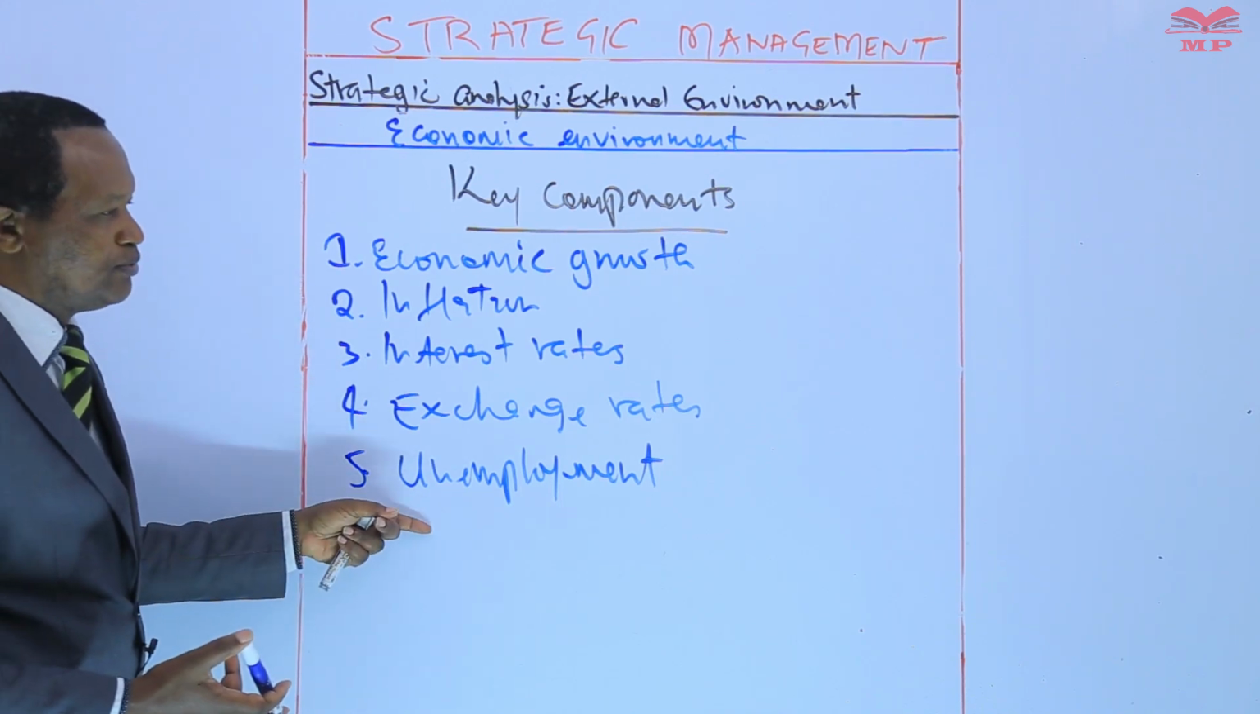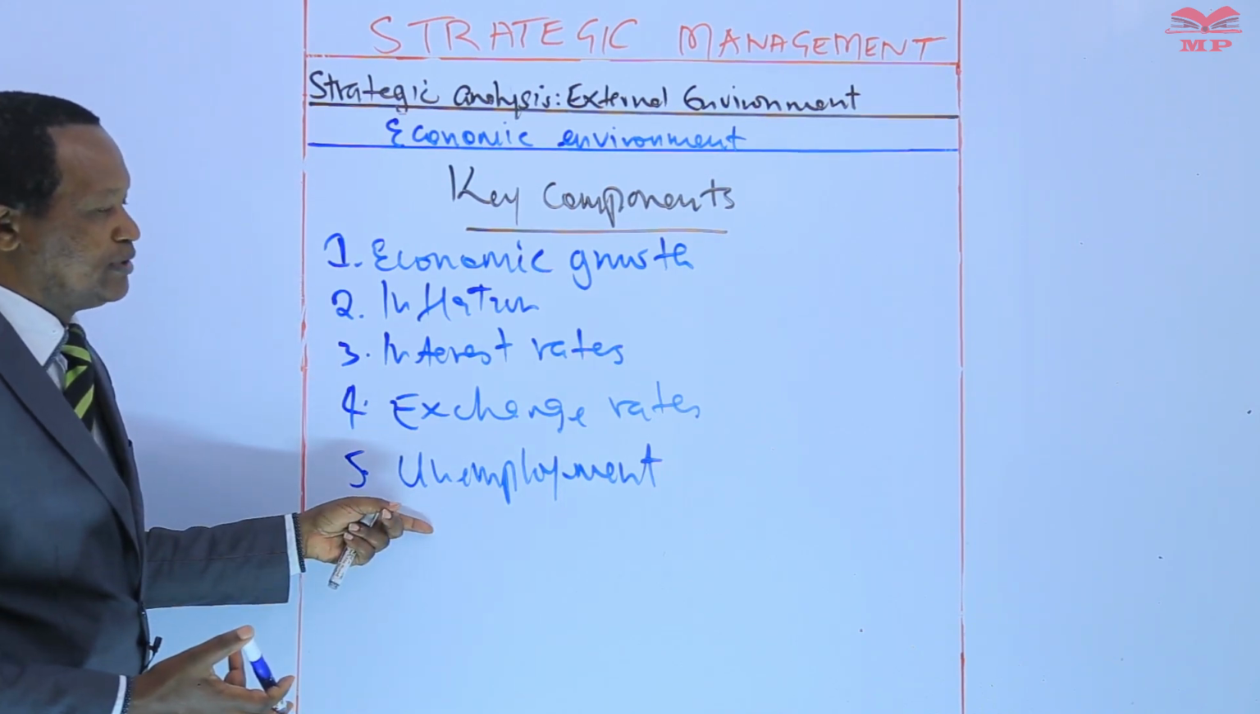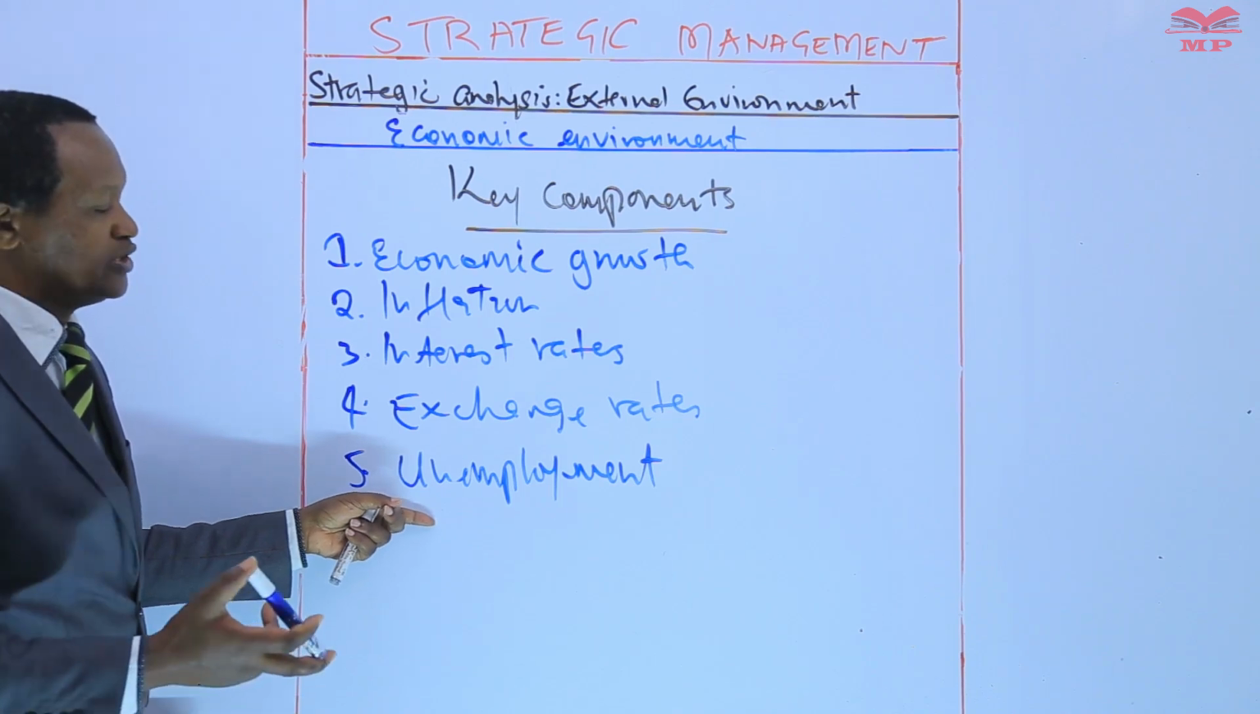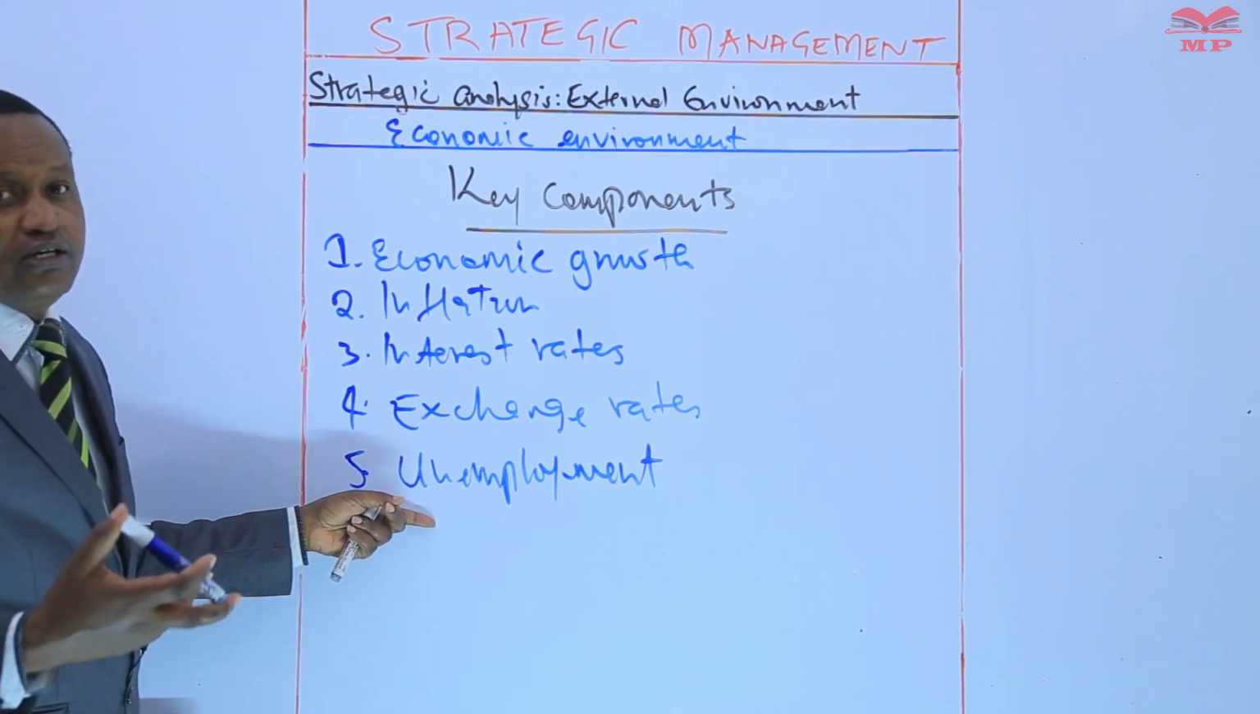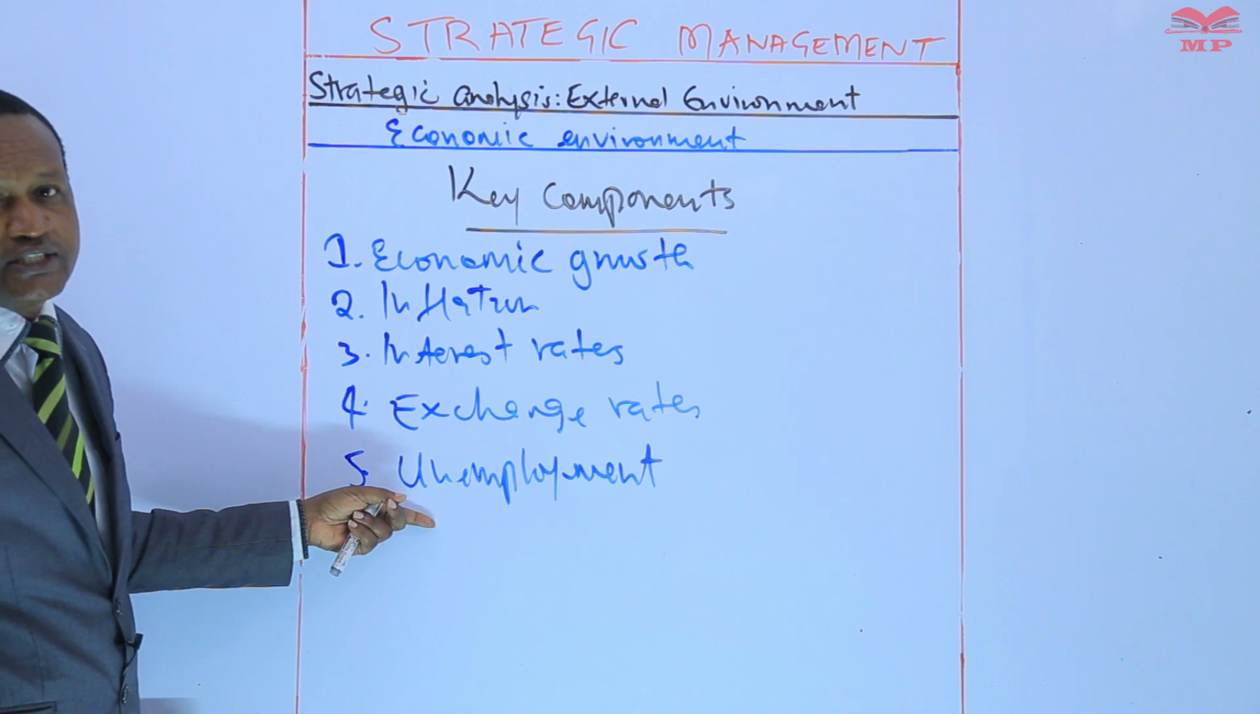Because if there are many people unemployed in the economy, that means that the purchasing power of the population is low, and that affects the consumption of goods and services.